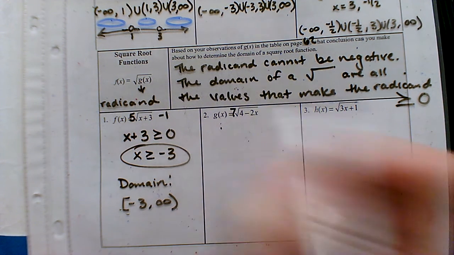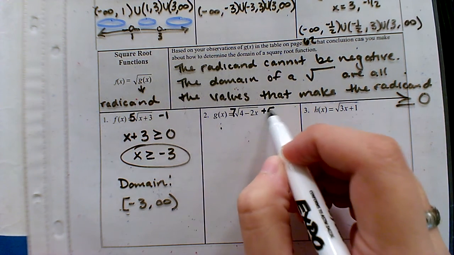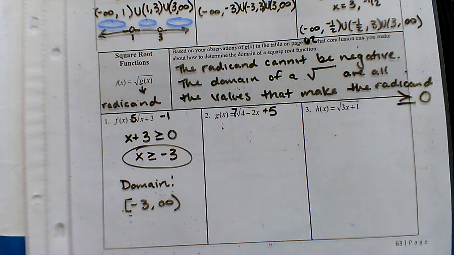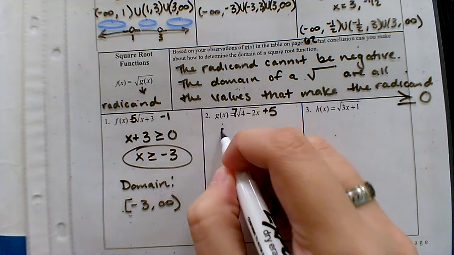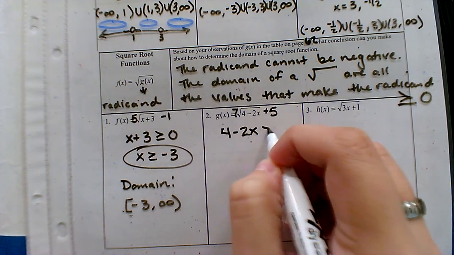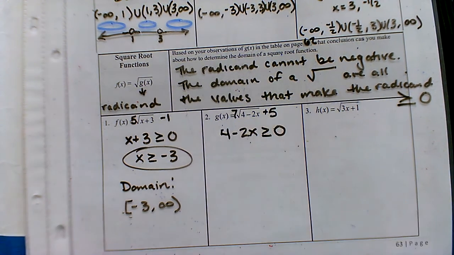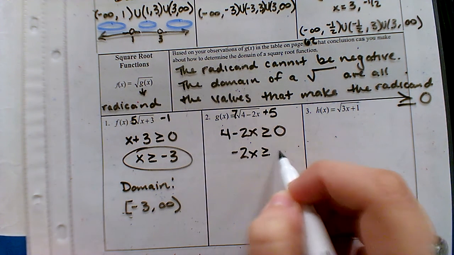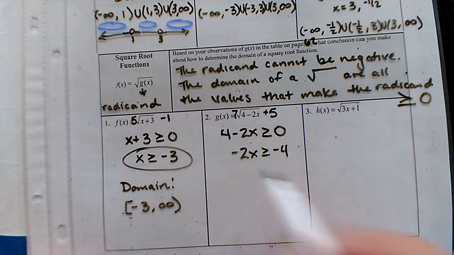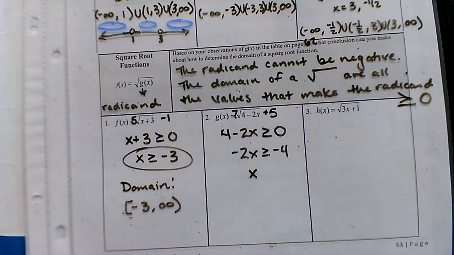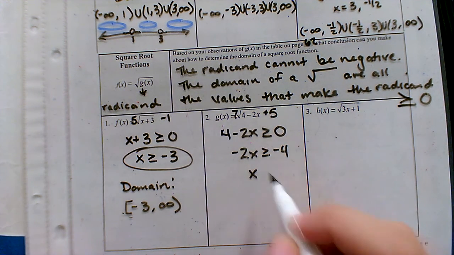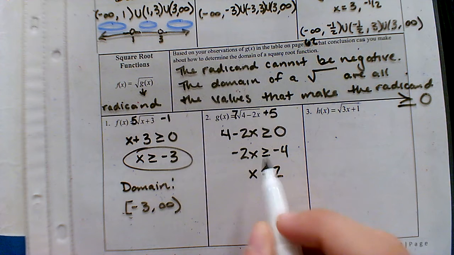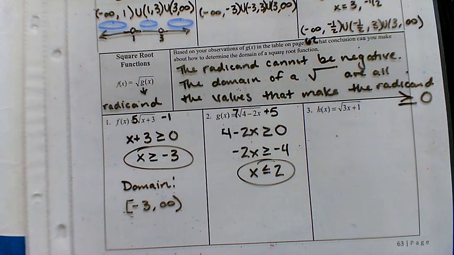Again, I don't care if there was a 7 out front or a +5 on the outside. We're just looking at the inside of that square root. We want it to be positive or 0. All right, so let's solve for x. We can subtract over the 4. And what's going to happen if we divide over that -2? Yeah, you got to flip the sign. Good. All right, so that's our inequality.